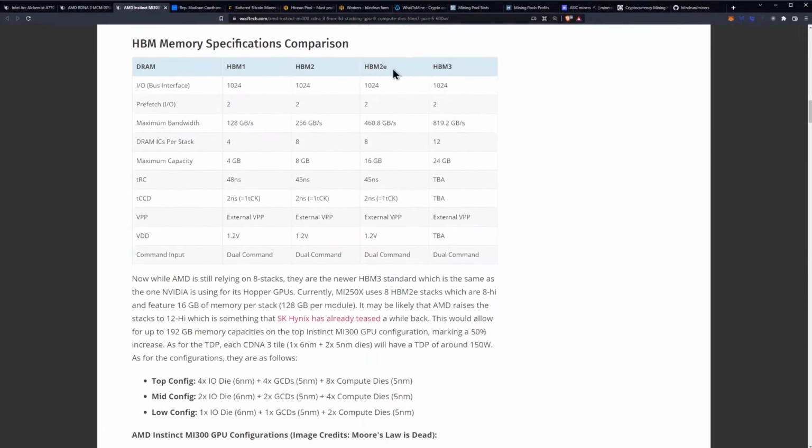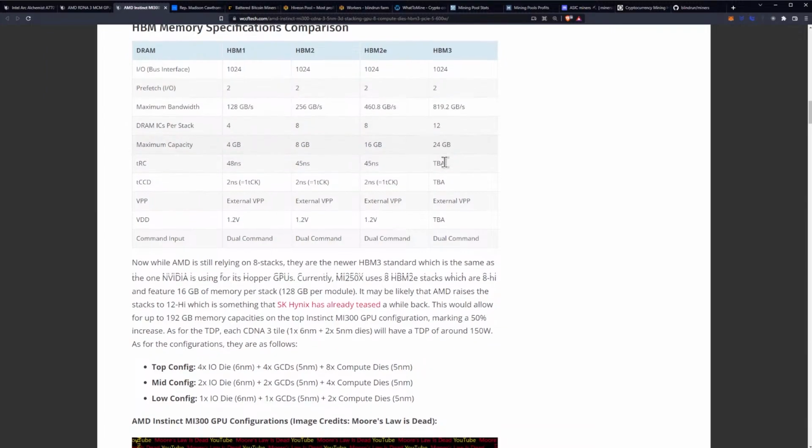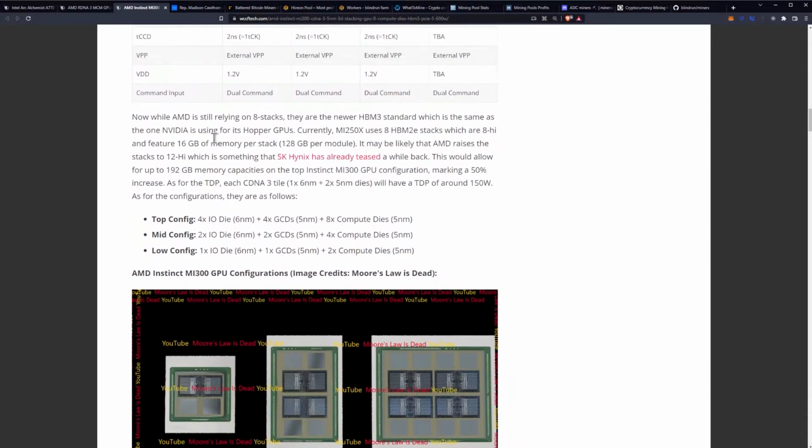As you can see here, we're up to the HBM3 from the HBM2E, and the maximum bandwidth is going to be 819 gigabytes per second, which is absolutely incredible. HBM3 is going to be fast, boys. Now, while AMD is still relying on 8 stacks, they are using the newer HBM3 standard, which is the same as the one NVIDIA is using for its Hopper GPUs.